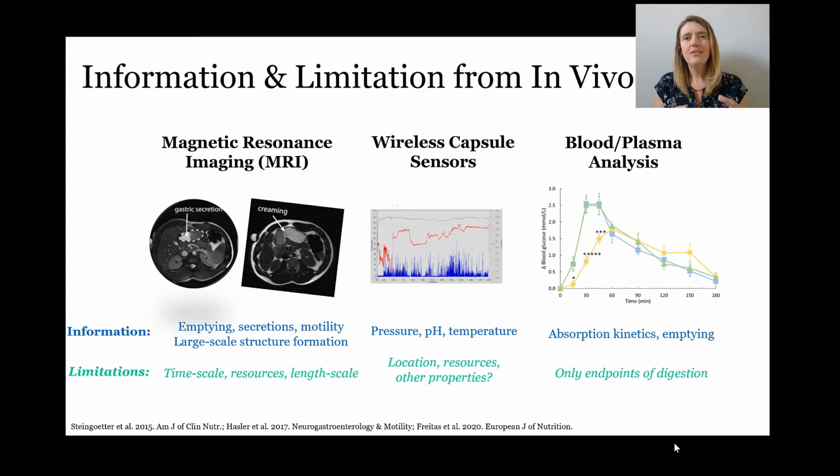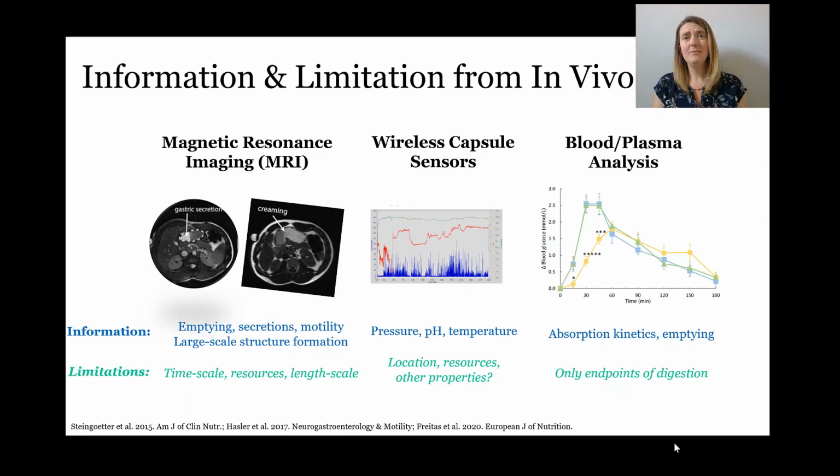But they can't see things on a very small time scale or a very small length scale due to equipment limitations at this time, but maybe in the future they will. Wireless capsule sensors are great to tell you information about pressure and pH and temperature and even get some cool pictures and videos, but they're limited by the location at which they actually are because you can't control it and you don't really know it very precisely. And you're also limited by the resources and you don't get any properties from that.